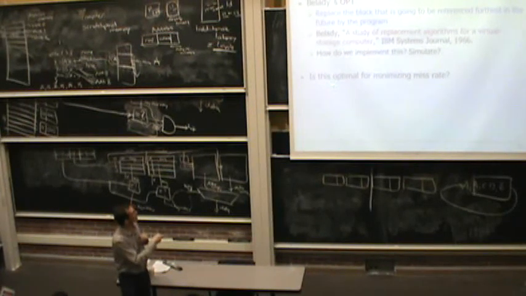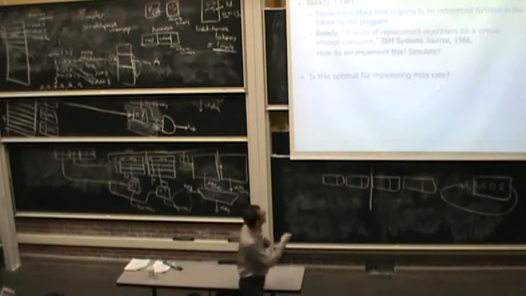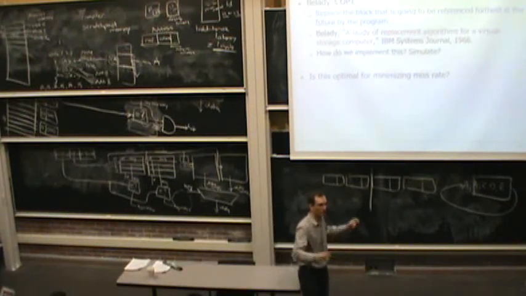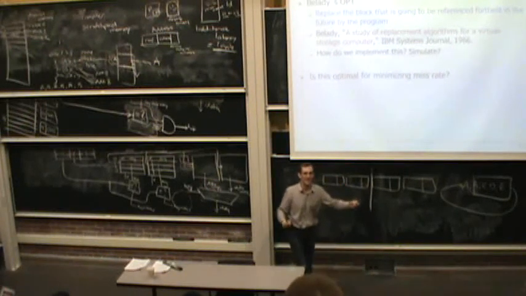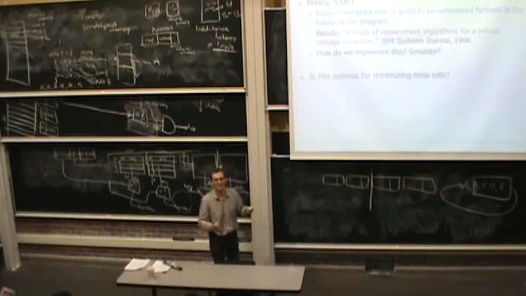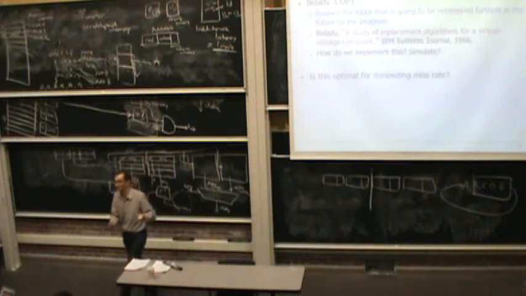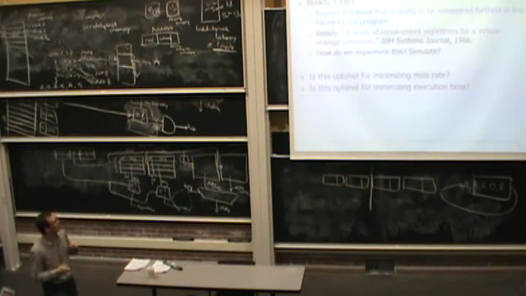Okay, so is this optimal for minimizing miss rate? It is, right? If your goal is miss rate. But again, let me challenge this goal to you, because performance, again, is not miss rate. Average memory access time is a better metric, but performance is, again, not average memory access time. Performance is execution time. So is this optimal for minimizing execution time? And it turns out it is not.